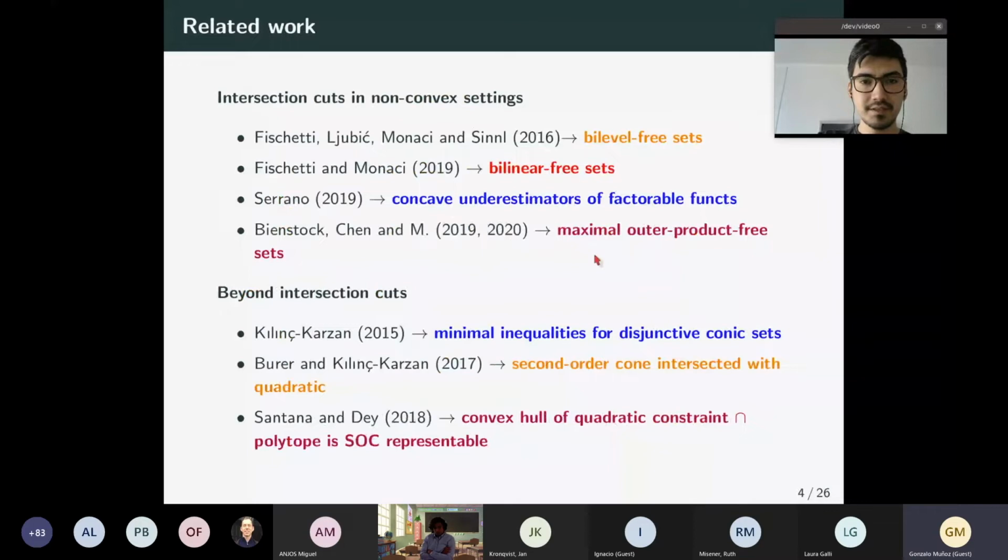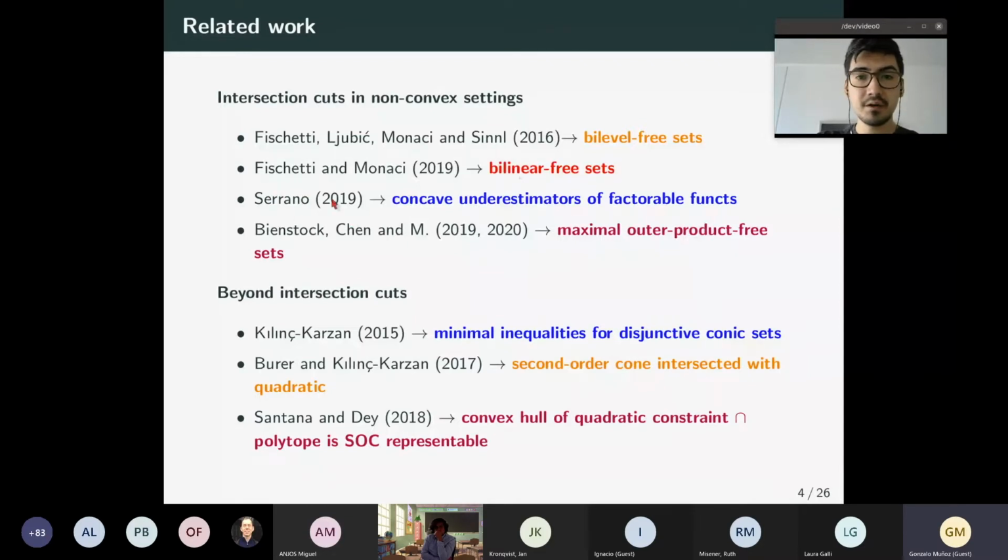Some related work, and again, I would like to apologize if I left anyone out, but the list is long, so I wanted to mention briefly a few related works. The first four bullet points here are intersection cuts in non-convex settings. So we're definitely not the first ones in doing so. There's some work in using intersection cuts in bi-level optimization. So you have this notion of bi-level free sets. Fischetti and Monaci use intersection cuts looking at bilinear terms, constructing what they call bilinear free sets.